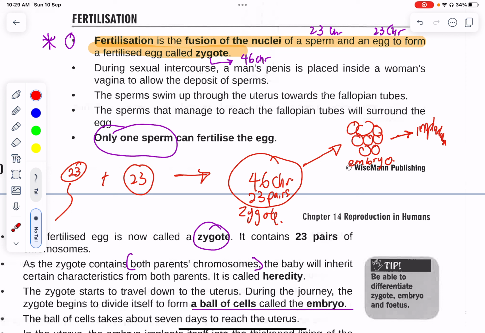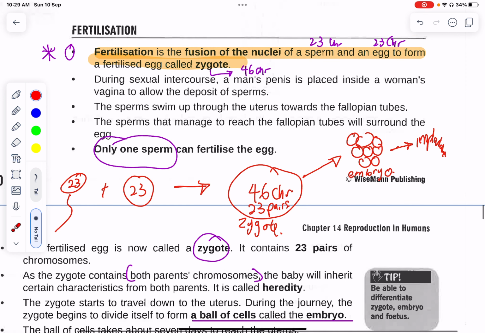Fertilization. So fertilization is the fusion of the nuclei of a sperm and an egg to form a fertilized egg, which we call the zygote. And during sexual intercourse, the penis is placed inside a female's vagina to deposit the sperm. Only one sperm is able to fertilize the egg, and from that onwards, right?